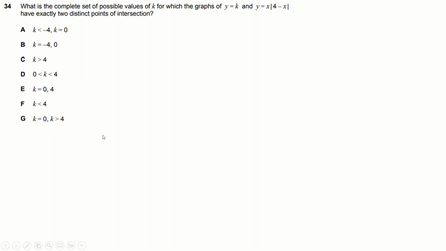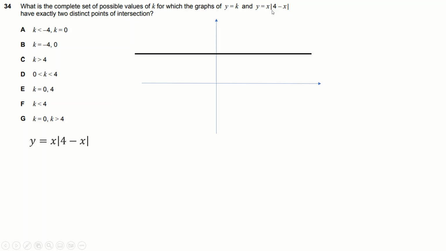Good. Question number 34. Quite a difficult question here if you're not very comfortable drawing mod graphs. I have a method for this, which is weird. But anyway, y equals k is just a horizontal line somewhere at k. Now, what does this look like? We're looking at intersections. So what does this look like? Well, you've got to think about what absolute values or what mods actually do.